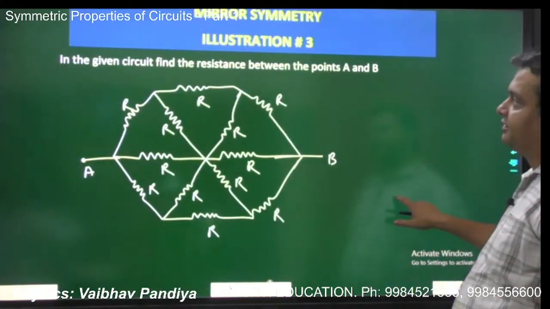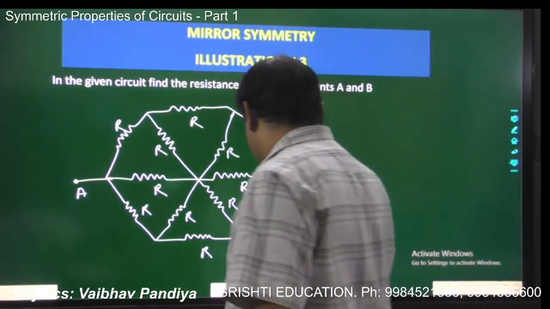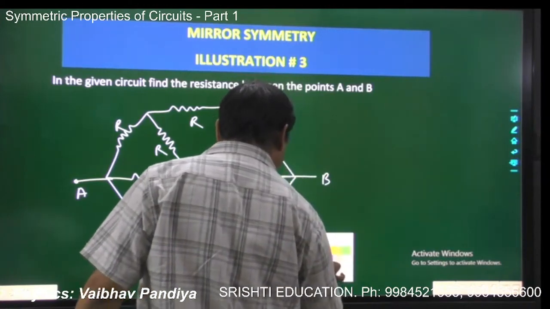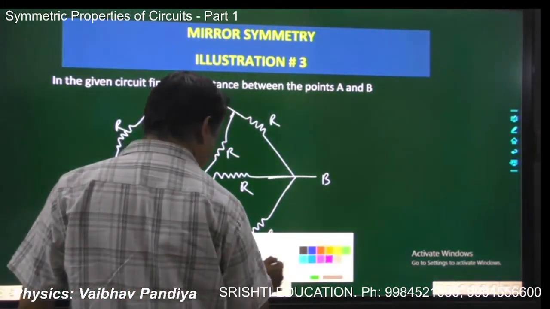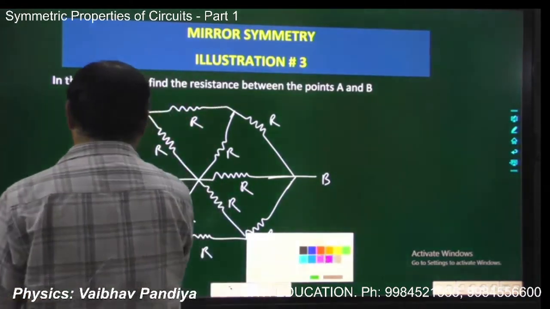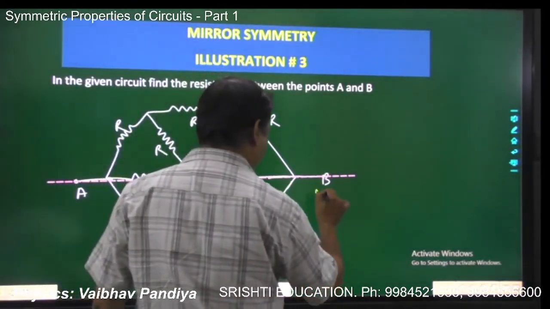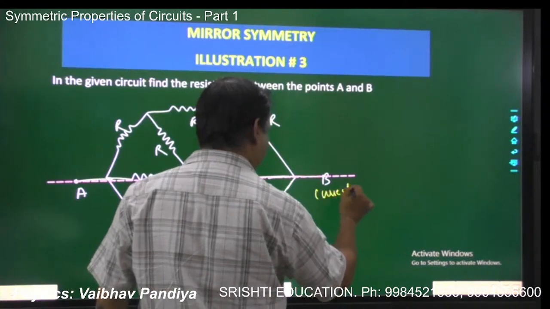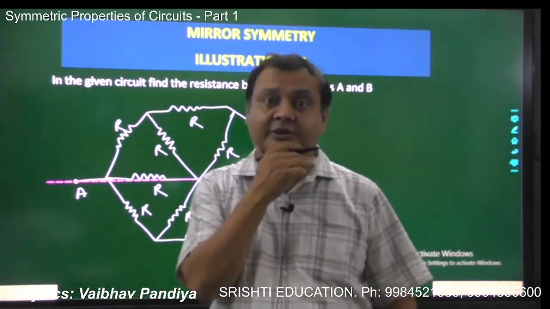So see the third illustration. Find the equivalent resistance between the points A and B. That means the cell will be connected between the points A and B. So your current axis will lie between A and B. So this will be your current axis, and right now we have to check whether we have the perpendicular or mirror axis of symmetry or not.